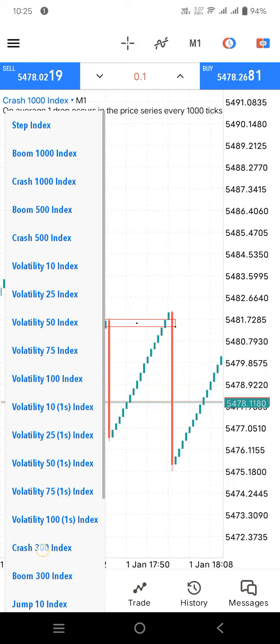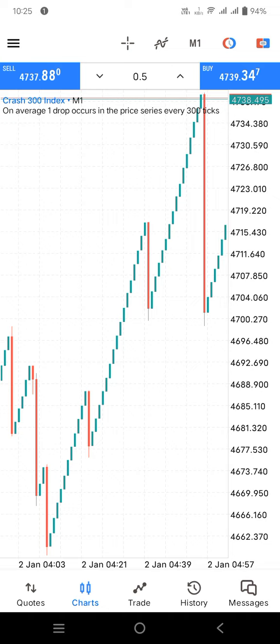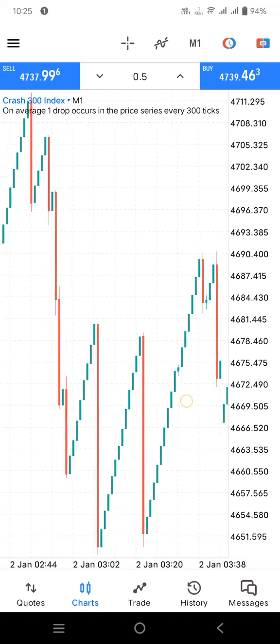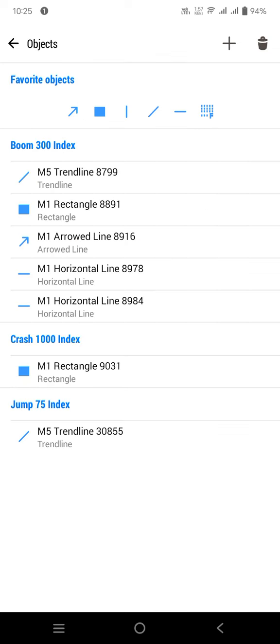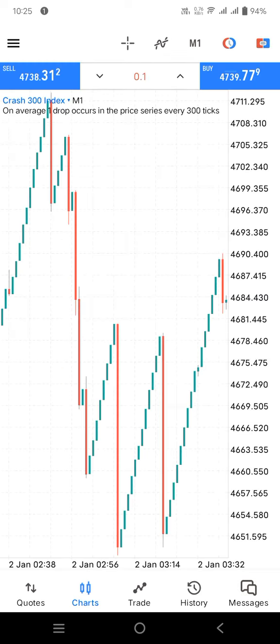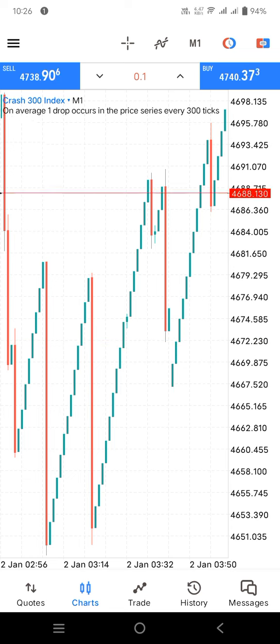Let me show you another example. This is crash 300. Here is the example. You took the trade, stop loss 4 candles, and here you see your trade went in profit. So this is how it actually works. Hopefully you guys get it, and you will make good cash using this strategy.